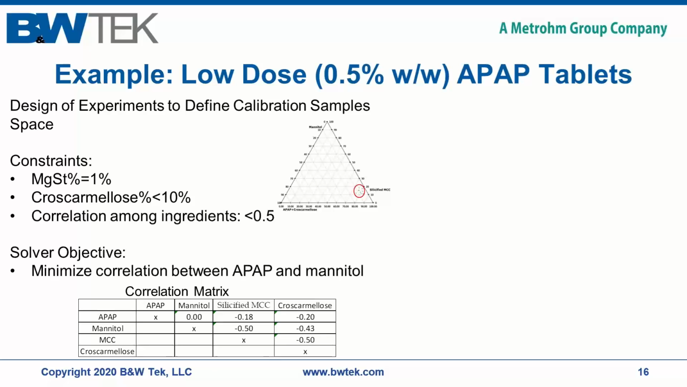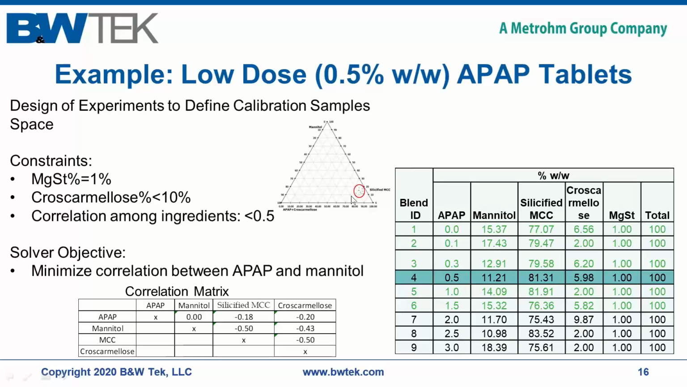And we wanted to have a very low correlation amongst all the ingredients. So blends were made of 5 different components: APAP or acetaminophen, mannitol, silicified microcrystalline cellulose, croscarmellose, and then the magnesium stearate at the constant 1%. So if we look at this in a design triangle, we have a small portion of this where this is. And we had samples then, 9 different blends ranging from the active concentration from 0 to 3%.